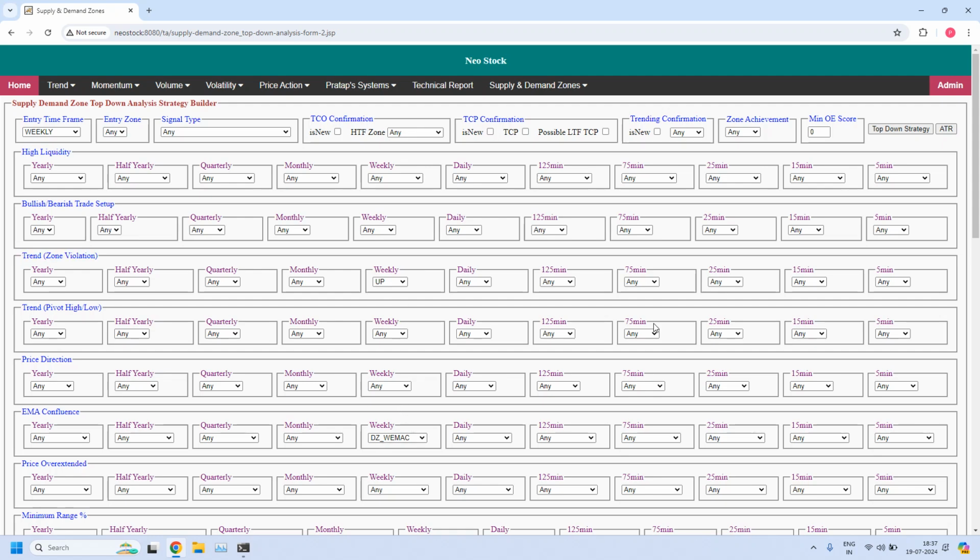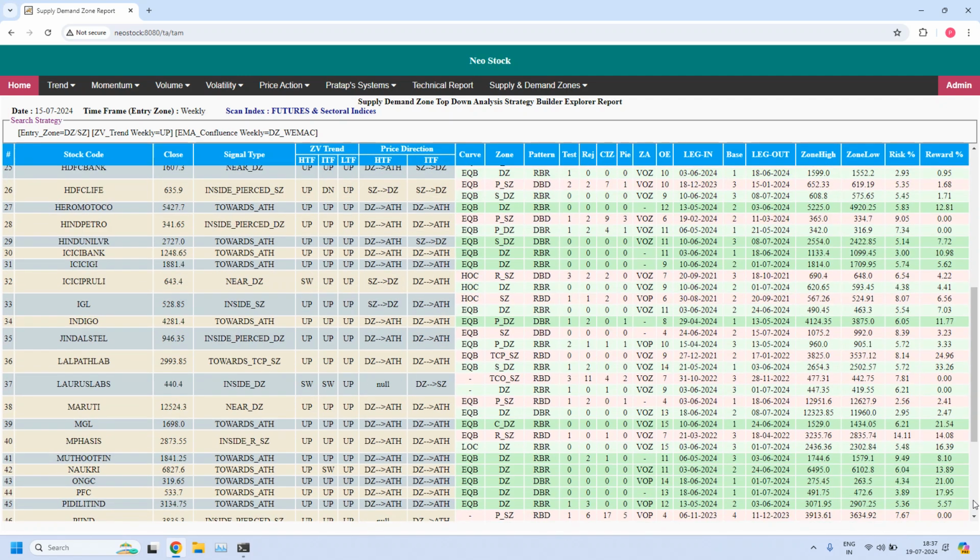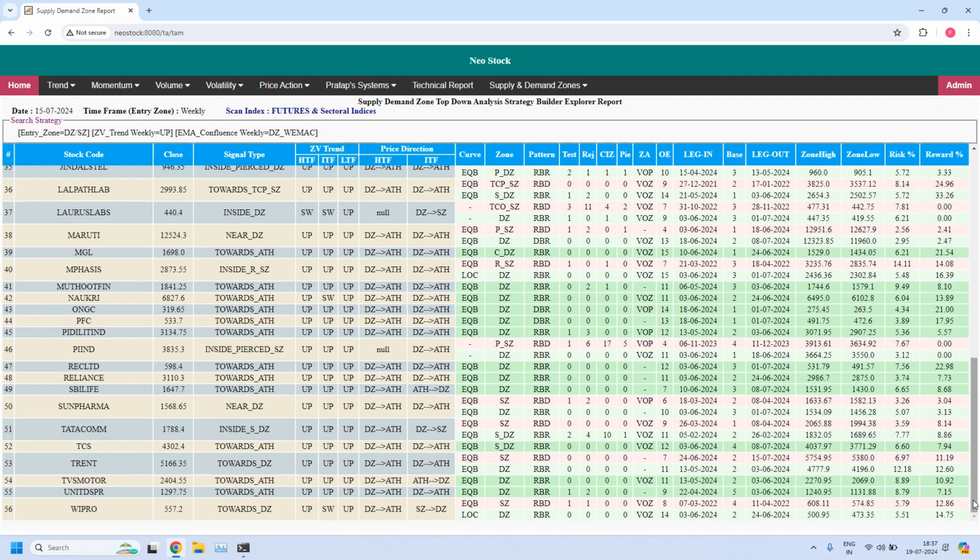So with these 2 filters, let me generate the report. So we have very good number of stocks. Let me scroll the list down for our reference purpose. So 56 stocks are there. The list is very big. If you want to study, you need to spend a lot of time.